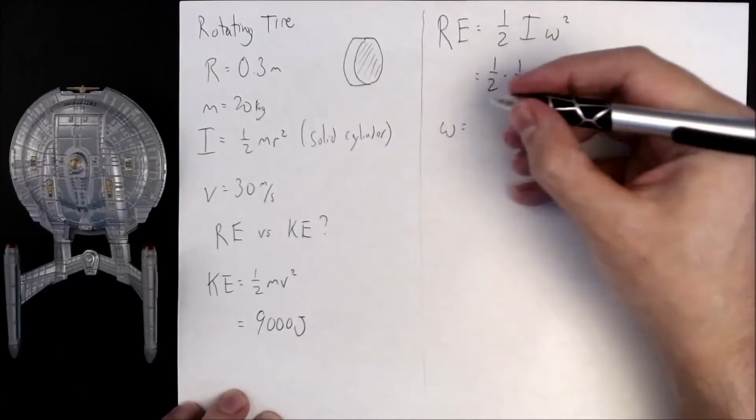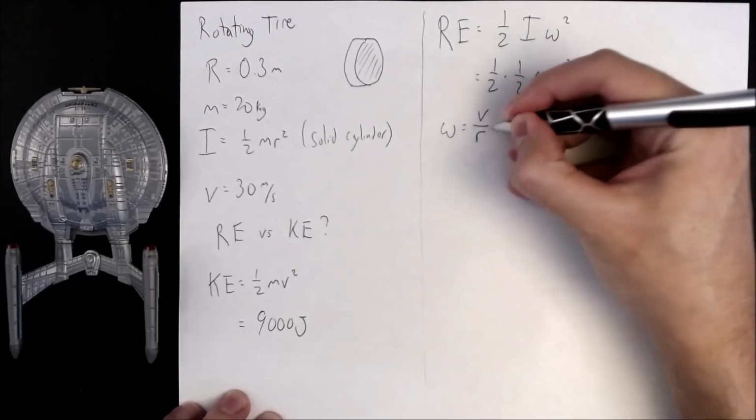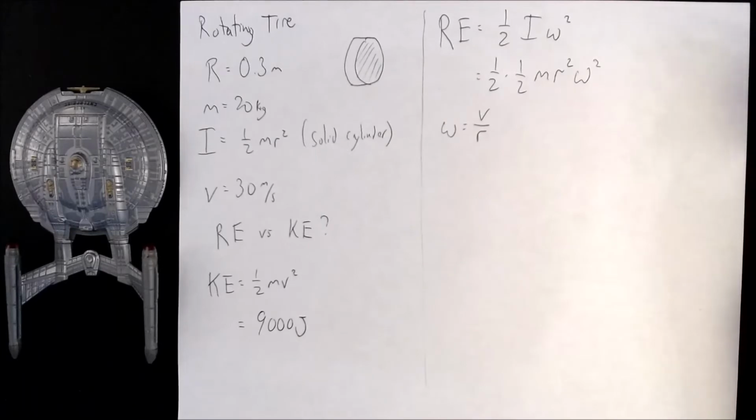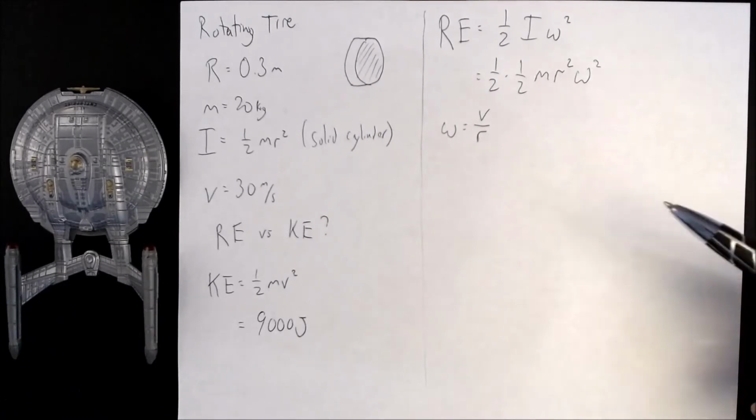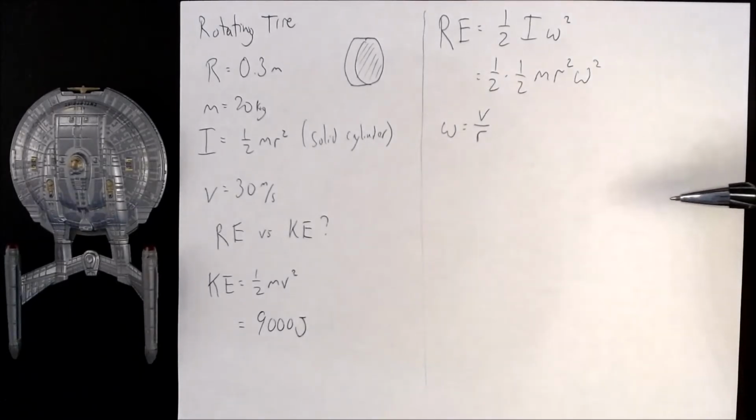Omega is equal to V over R. We did that before when we started learning about what omega is just generally. That will also be something that I'll always give you on a formula sheet. You just need to know to look for it. That's the most important thing about using a formula sheet, knowing what to look for.